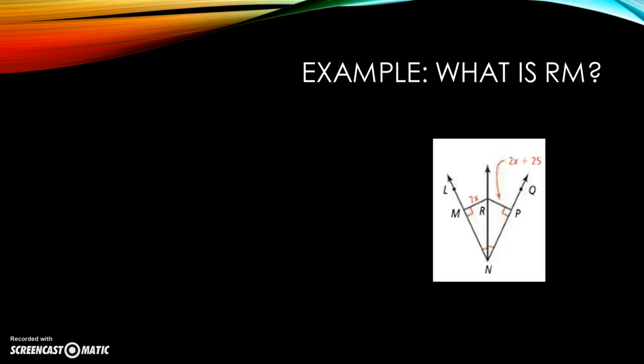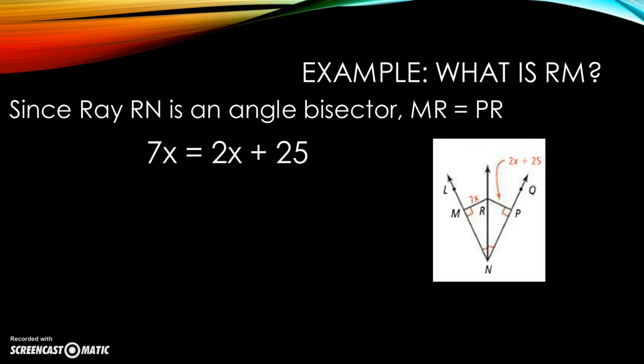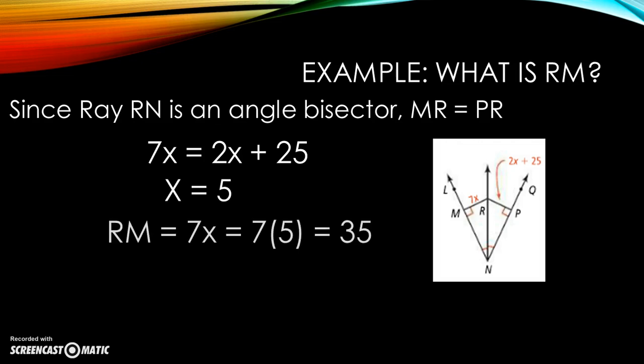How do we use that? Well, we have angle bisectors. We have perpendicular lines, so we know they're congruent. 7x equals 2x plus 25. Subtract 2x, we get 5x. Divide by 5, we get x equals 5. Then it wants RM, and RM is just 7 times 5, which is 35.